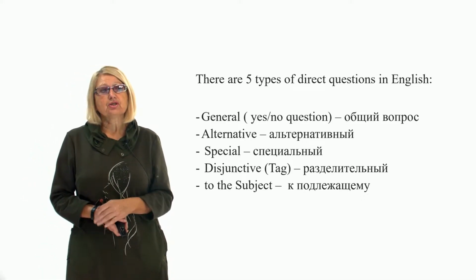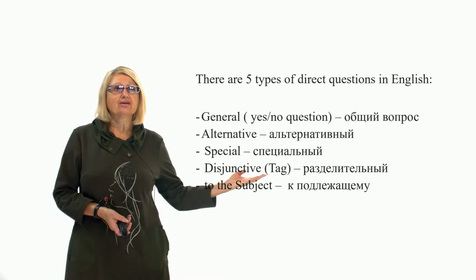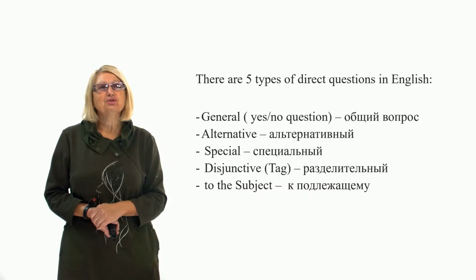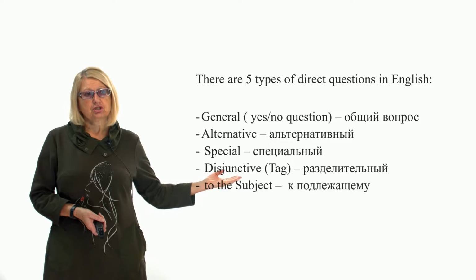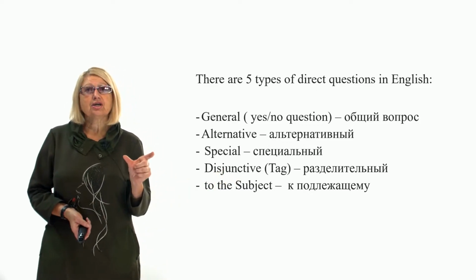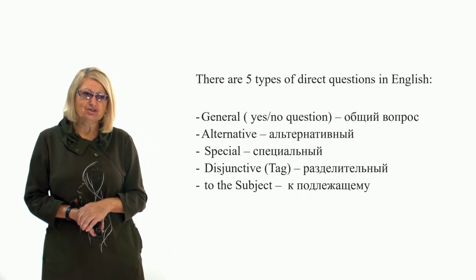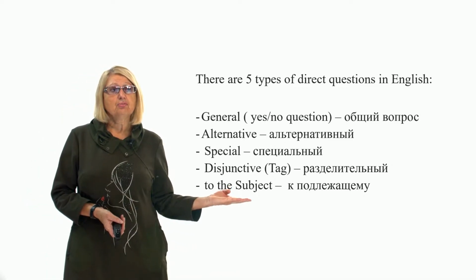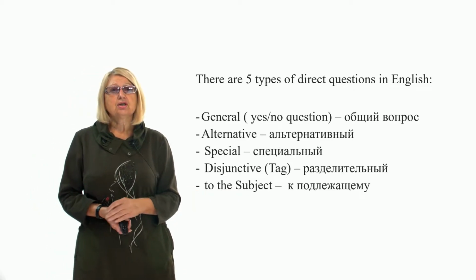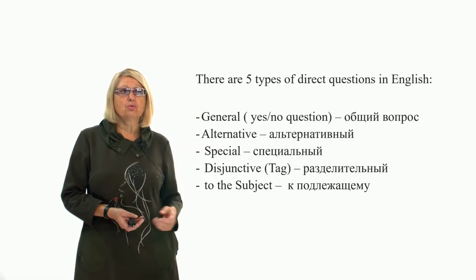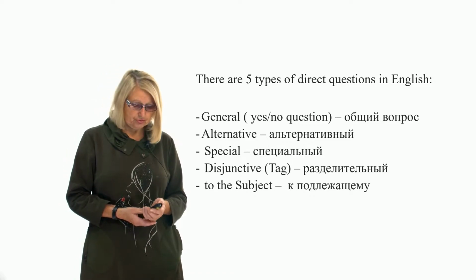The next question is disjunctive. Disjunctive or tag question, с хвостиком. But the official name is disjunctive, разделительный. It has a tail, that is why it is named tag question. And the last type of question is question to the subject. So you know what types of questions are in English, and we shall speak about each of them.